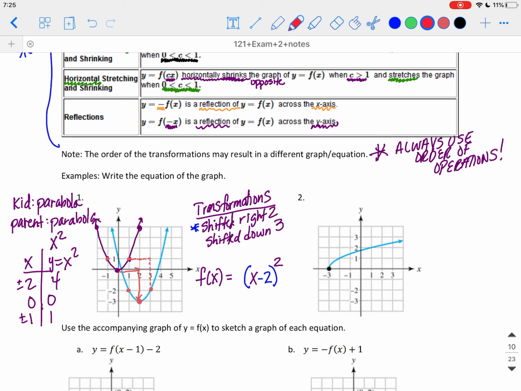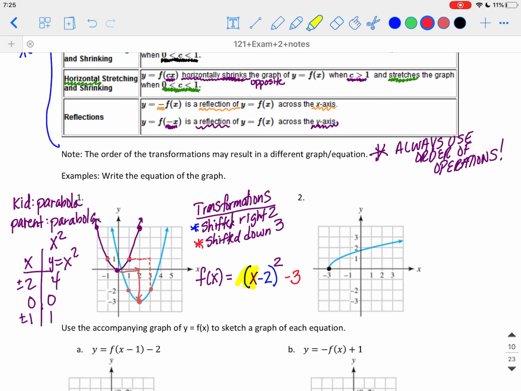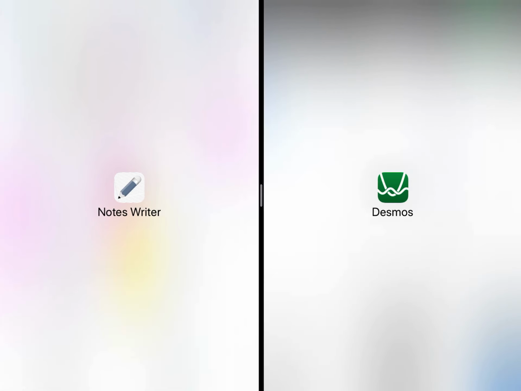And then the next transformation, shifted down 3, means I'm going to put a minus 3, but on the outside. And I am saying that this is my answer. This is the equation for that graph. Now, I can check my work.